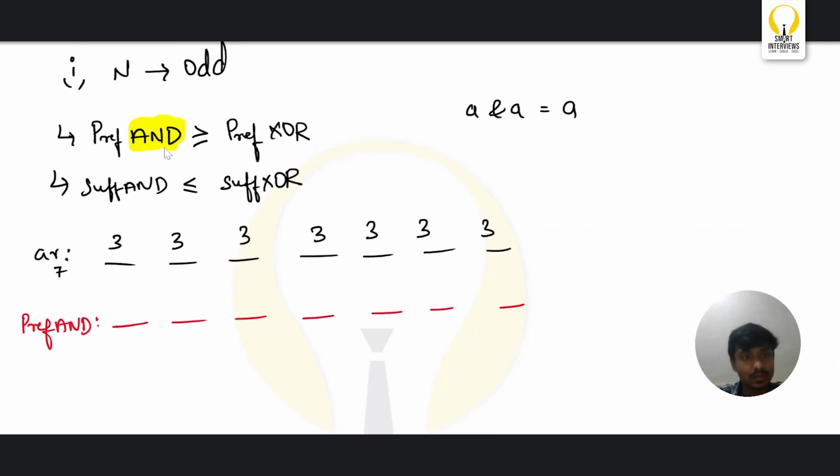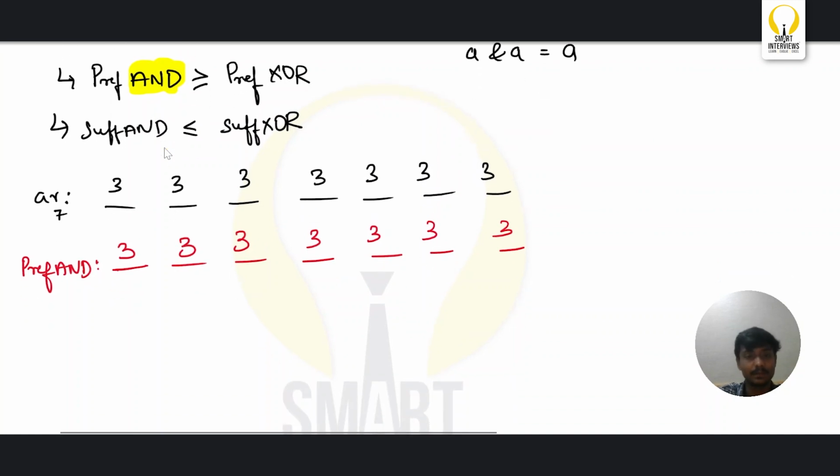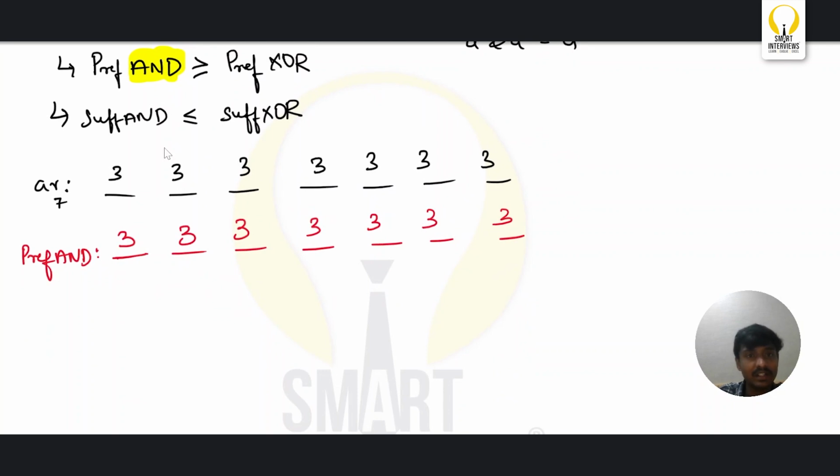Okay, so if I take prefix and, here it is going to be 3. What is 3 and 3? It is 3, and everything will be 3, right? Everything will be 3. Now let's try to take prefix or.